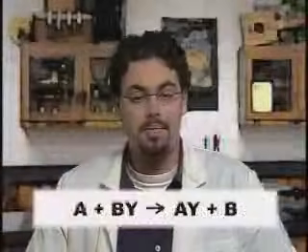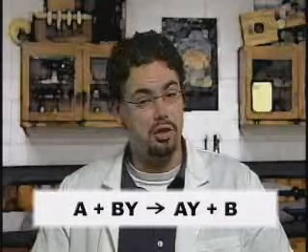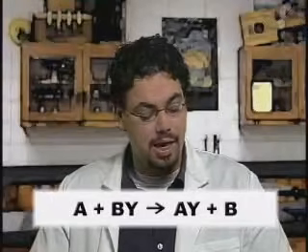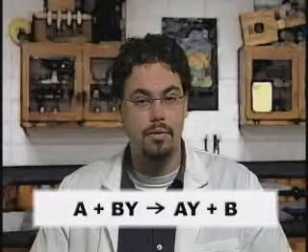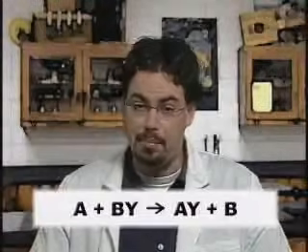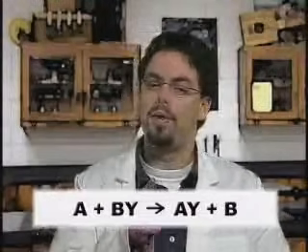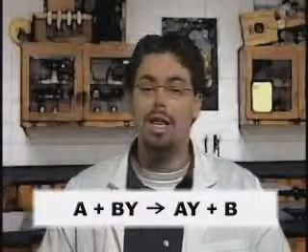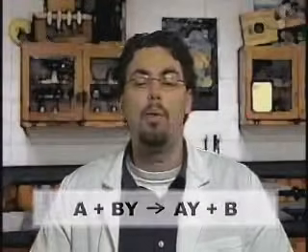To review, a single replacement reaction takes the general form of A plus BY yields AY plus B. An element plus a compound yields an element plus a compound. Remember, though, that an activity series is necessary to predict if a reaction will actually take place. A more active element will replace a less active element in a compound, but a less active element won't replace a more active element in a compound.